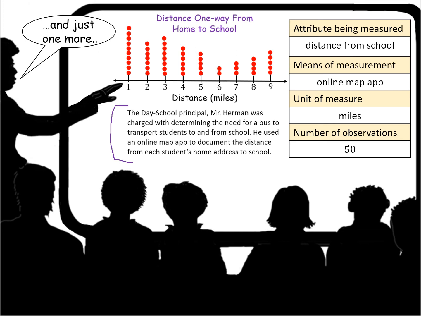And the number of observations, as we recall in a dot plot, we are just going to count up each one of these dots, and each one of these dots there happens to be 50. So the number of observations is 50.